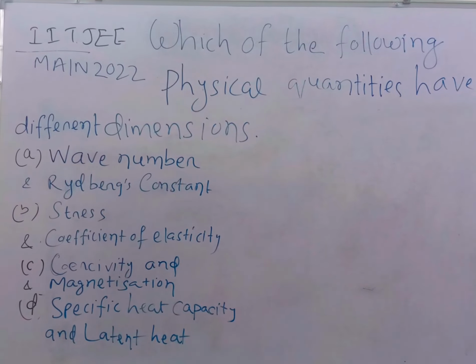Students, this question was asked in IIT JEE Main 2022 from the chapter Units and Dimensions. Which of the following physical quantities have different dimensions? That means, student, three pairs have the same dimensions. The fourth one has different dimensions. Let us verify. Wave number.